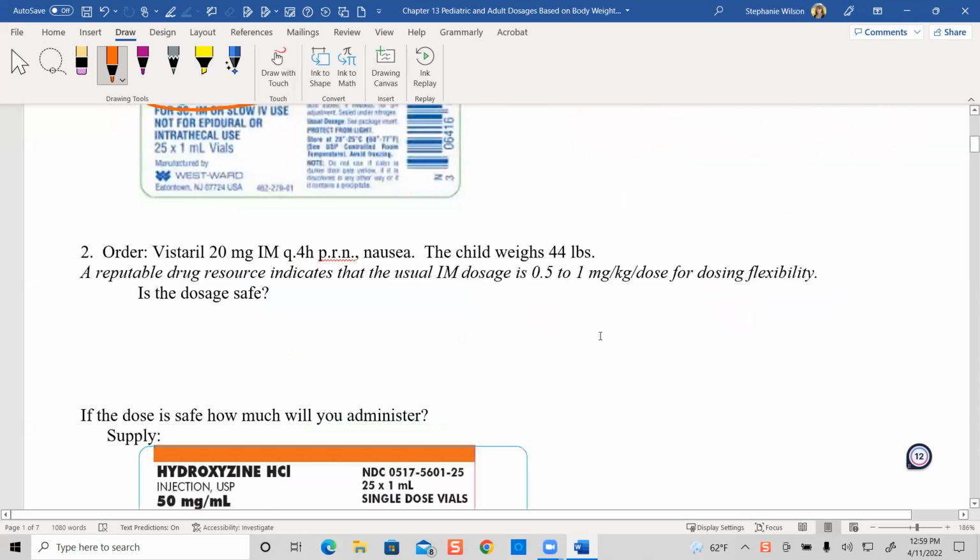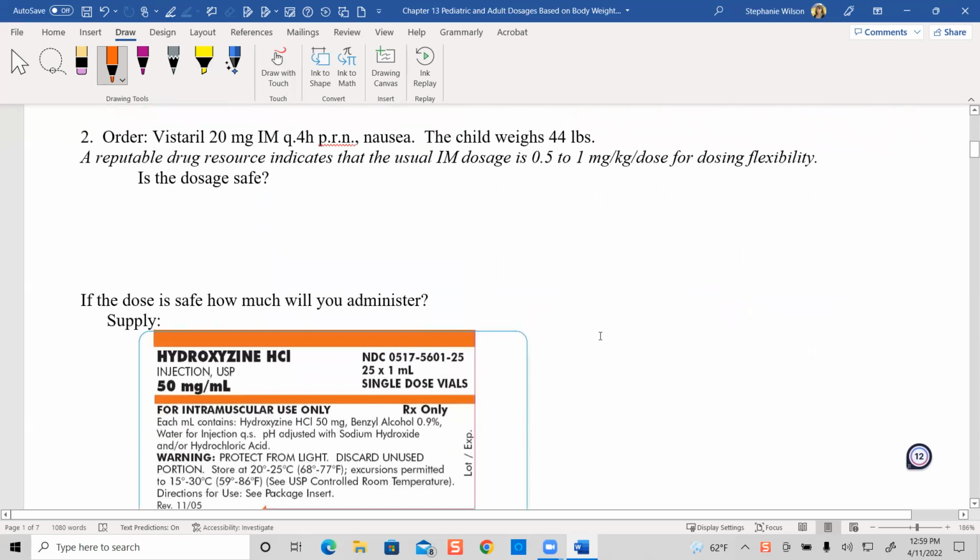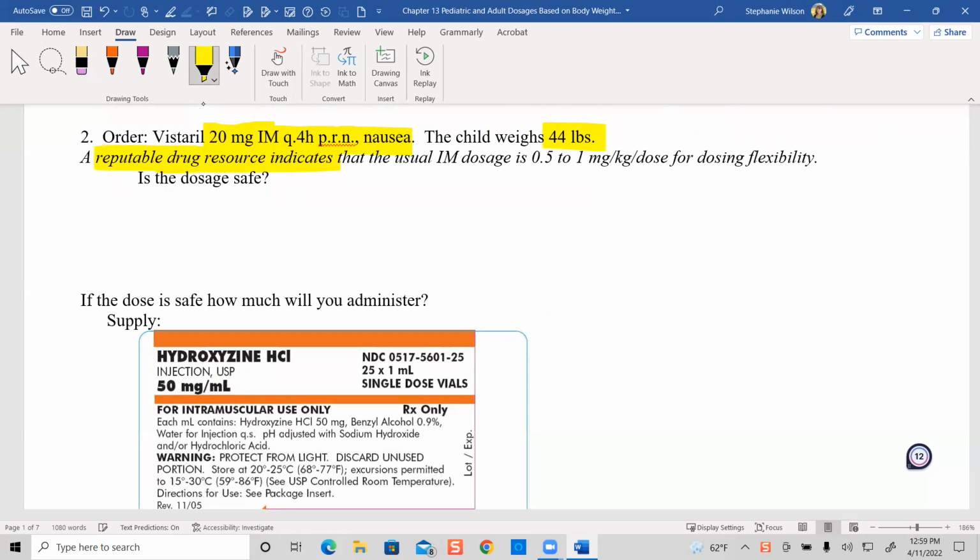So let's move to the next one. The next one says we have this order here: 20 milligrams intramuscular every 4 hours as needed for pain. A child who weighs 44 pounds. Again, the drug resource says 0.5 to 1 milligram per kilogram per dose. So we have a minimum and a maximum, and we want to know if the order is safe.